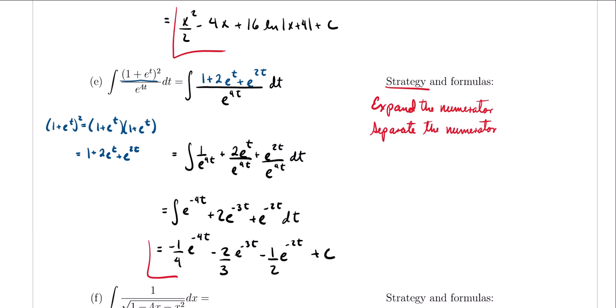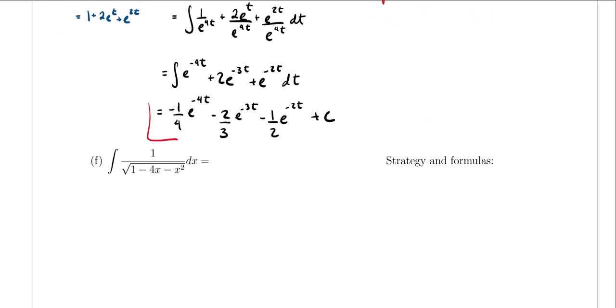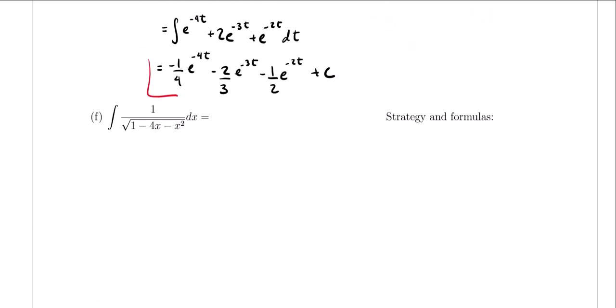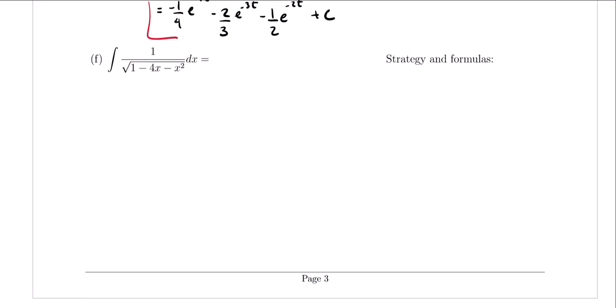Alrighty, so now let's take a look at one more problem here, where we have the integral of 1 over the square root of 4x minus x squared. So how can we handle this problem? What would be the strategy?